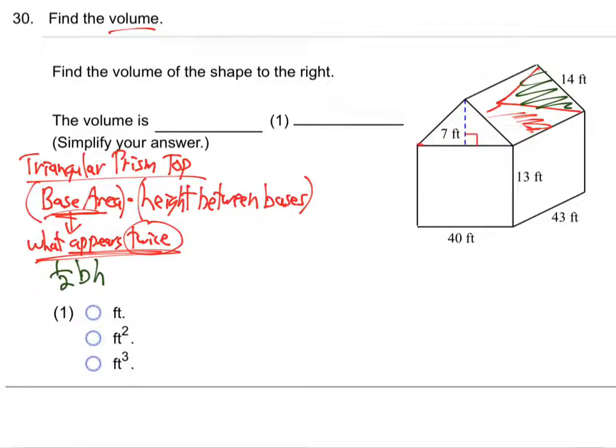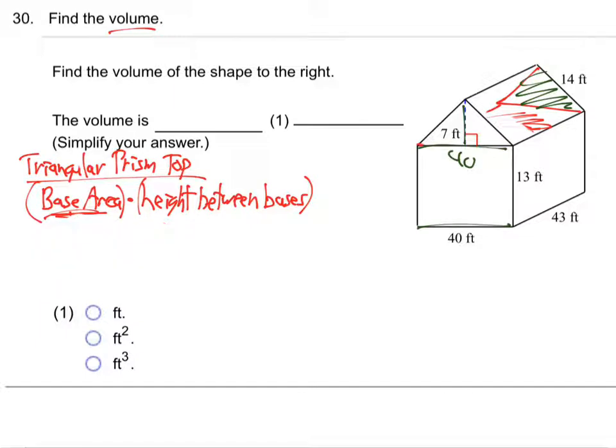For the base and the height of that triangle, well, what's the base and the height of that triangle? Well, this 40 right here is the base, and the 7 is the height. It's running out of room here, so let me move this up. It's a half times base times height. It's a half times 40 times 7.